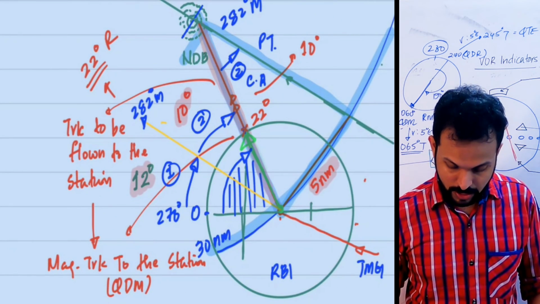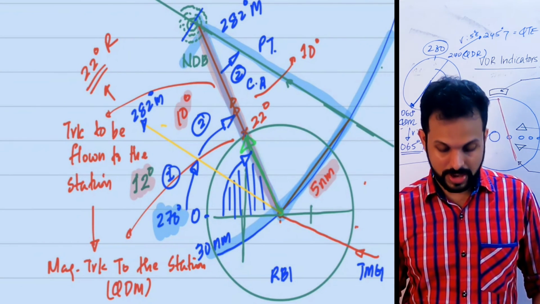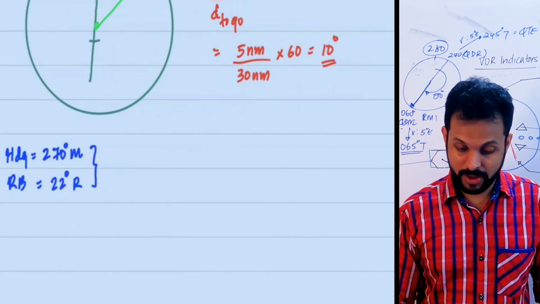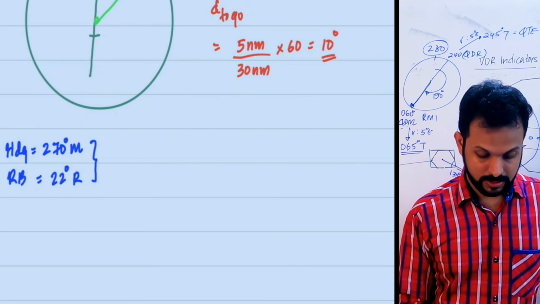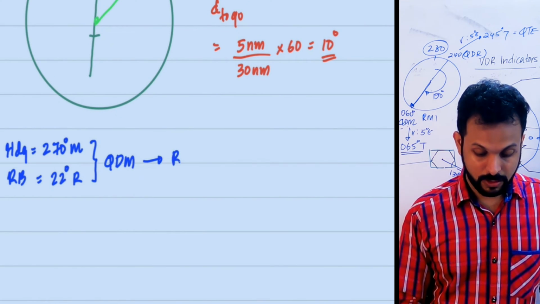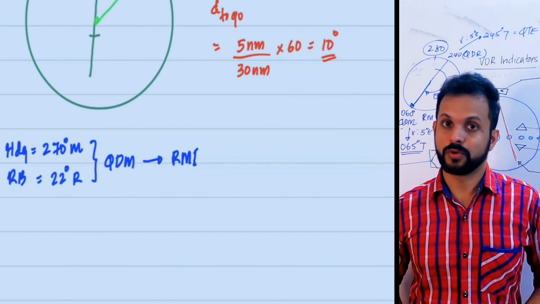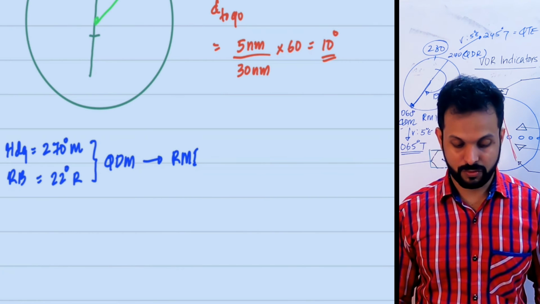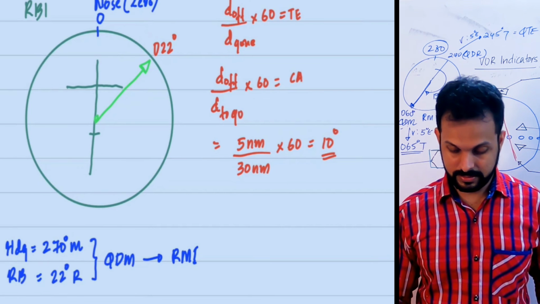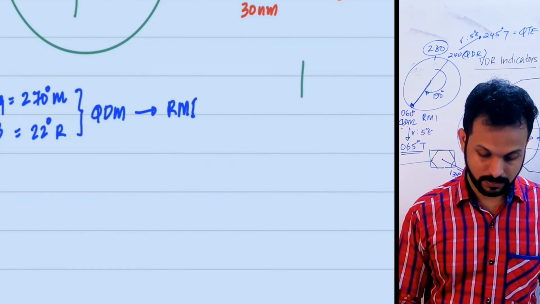So your heading is right here, and if I add this 22 degrees to your right, I'm going to get the track which I need to follow to the NDB. That is the QDM, or magnetic track to the station. That is QDM. And this is what your radio magnetic indicator, or RMI, is going to show. Let's see how the RMI indication would be. Having said that, I believe the RBI indication is quite clear to you. Let's see how the RMI indication would be, and let's compare these two for one last time.